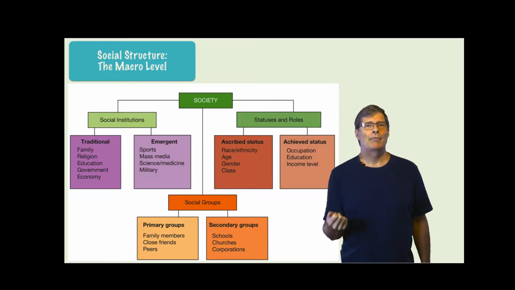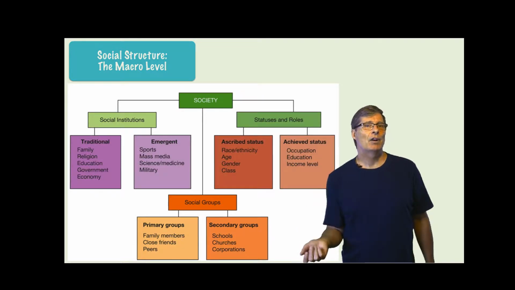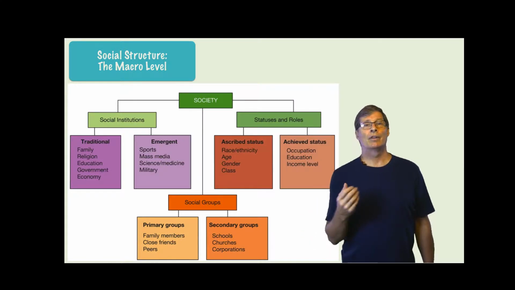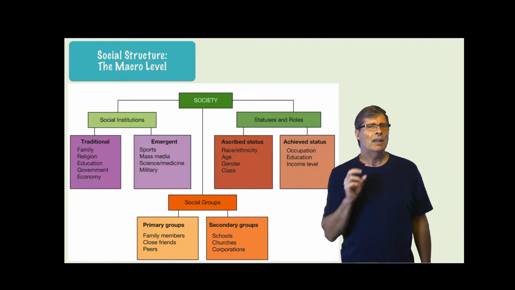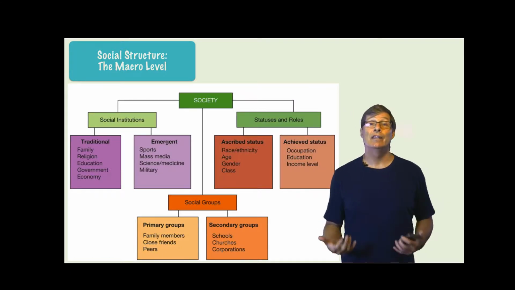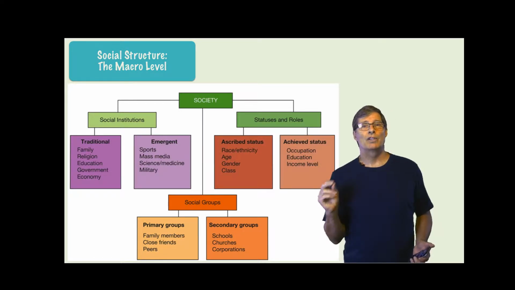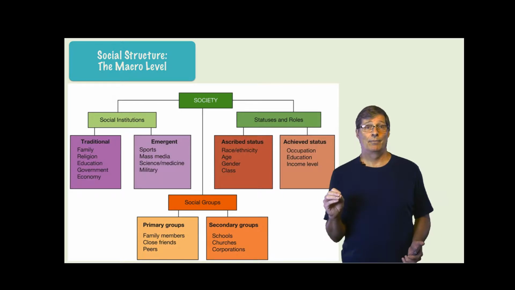It provides a map for our encounters, but it may also limit our options by creating boundaries that define which persons are on the inside and which are on the outside. At the macro level of all societies, certain basic activities routinely occur. Social institutions are the means by which these basic needs are met.